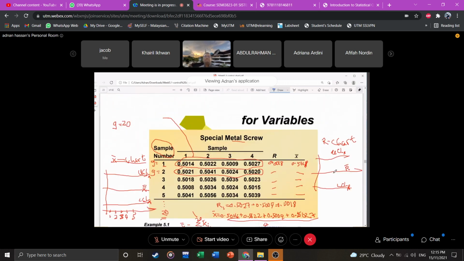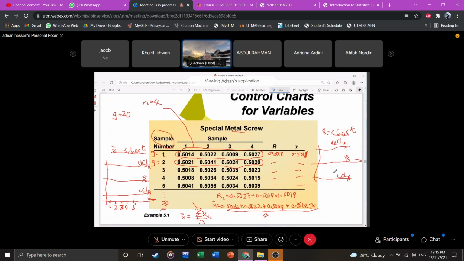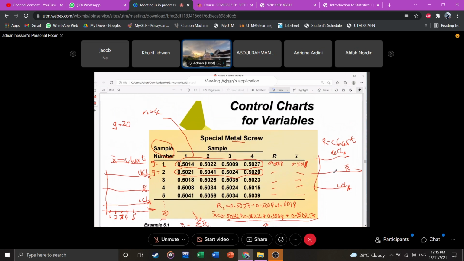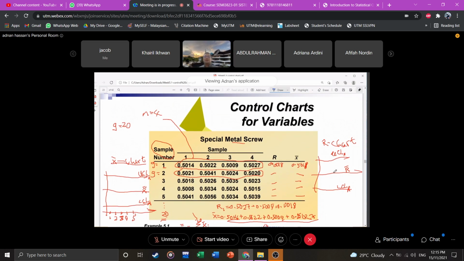Okay, okay, let me show how we can use this formula. Okay, any question?